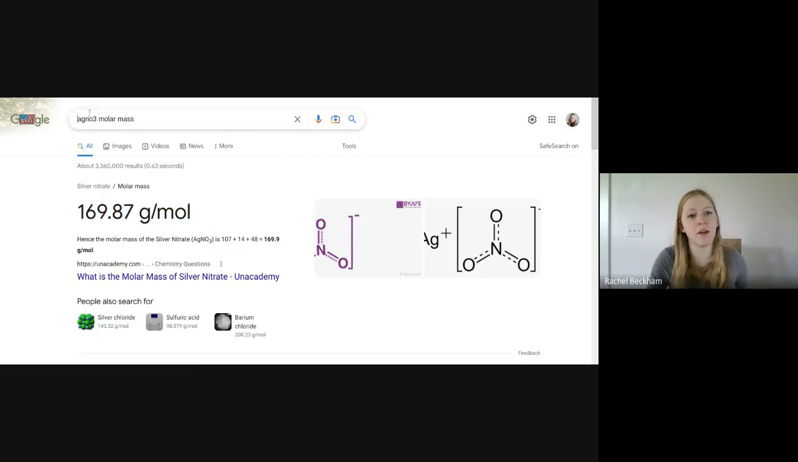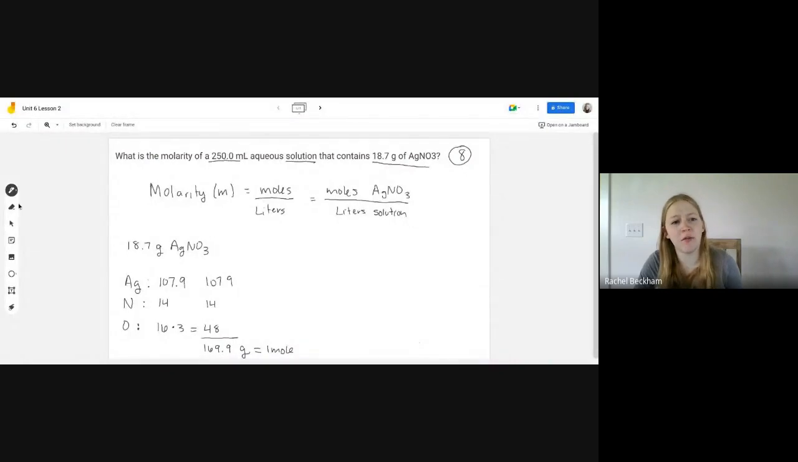If you type in the chemical correctly, it will add it up for you. And so in the future, to save time, what I'm going to do for this lesson is just pull up the molar mass. If you want to do it by hand, that's great though.